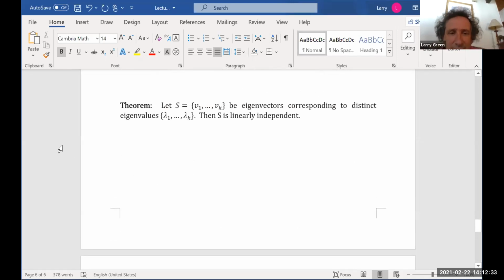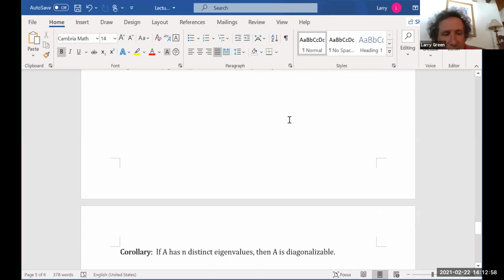That is, if S is the collection of eigenvectors corresponding to distinct eigenvalues, lambda 1 through lambda k, then S is a linearly independent set. Any questions on this theorem? Okay.